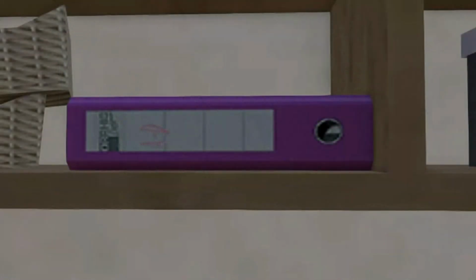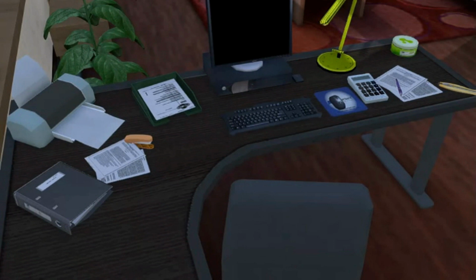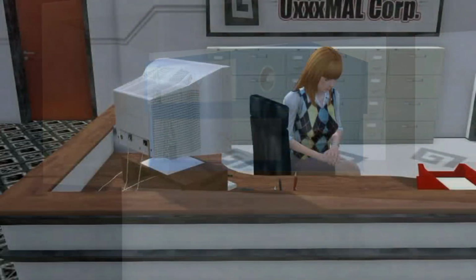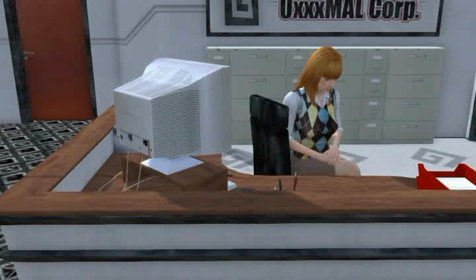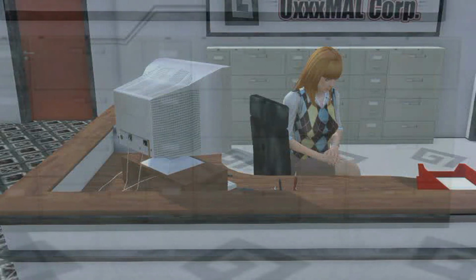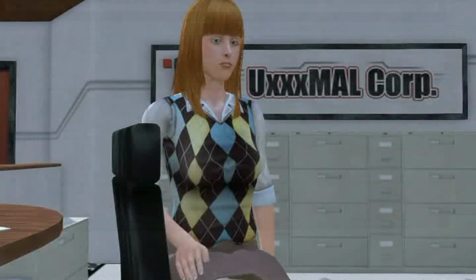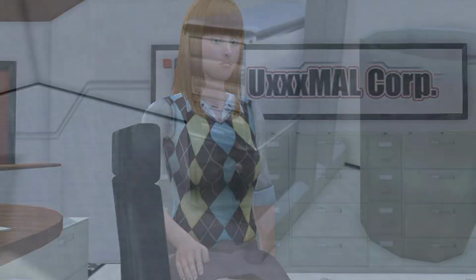This is a file. It is a desk. These are files. This is reception. Those filing cabinets. She is a receptionist. That is a computer.